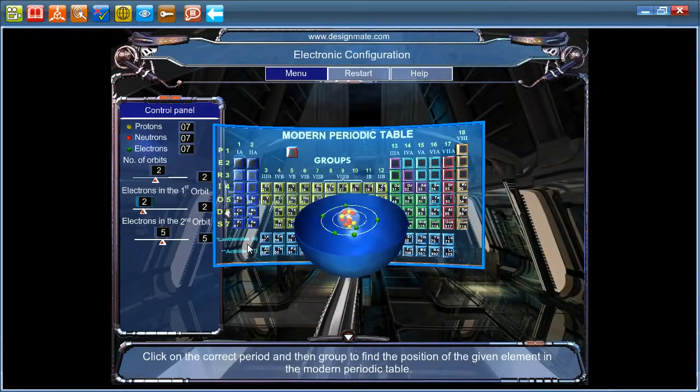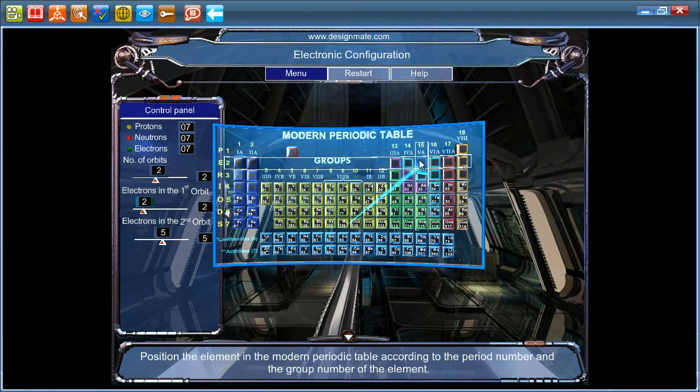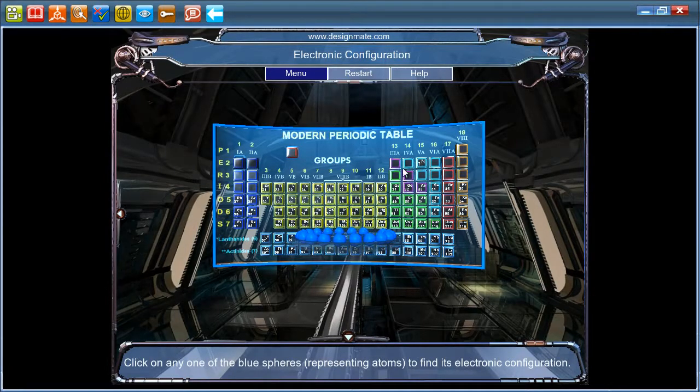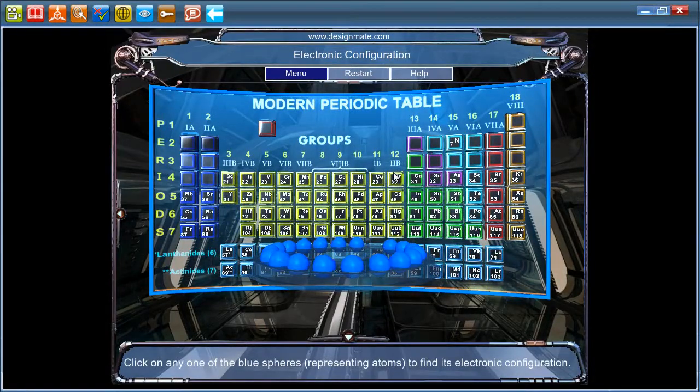Now it says click on the correct period and then group to find the position of the given element. I know the number of the orbits defines the period number. So I select first and then the second period. And the number of the valence electrons, which are 5, tells me the group number. So first, second, third, fourth and fifth. I select the fifth. And now I select the position. So the element goes in the right position in the periodic table.